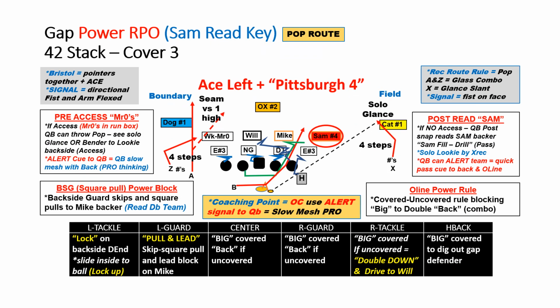Again, if you are a gap team for inside, we would look to run our power RPO. Again, now we're doing it to the right. That would be the field side. We're going to read the Sam. If he fills, we'll drill now that glance with all that open space to the field.